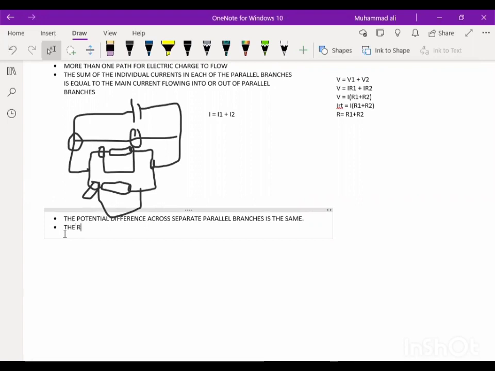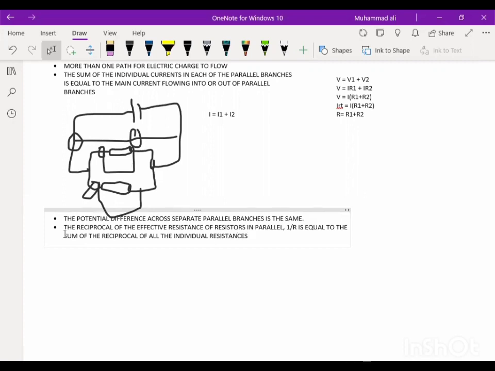Okay, so the reciprocal of the effective resistance in parallel, which is basically 1 upon R, is equal to the sum of the reciprocals of the individual resistances. Okay, so what do I mean by that, right?